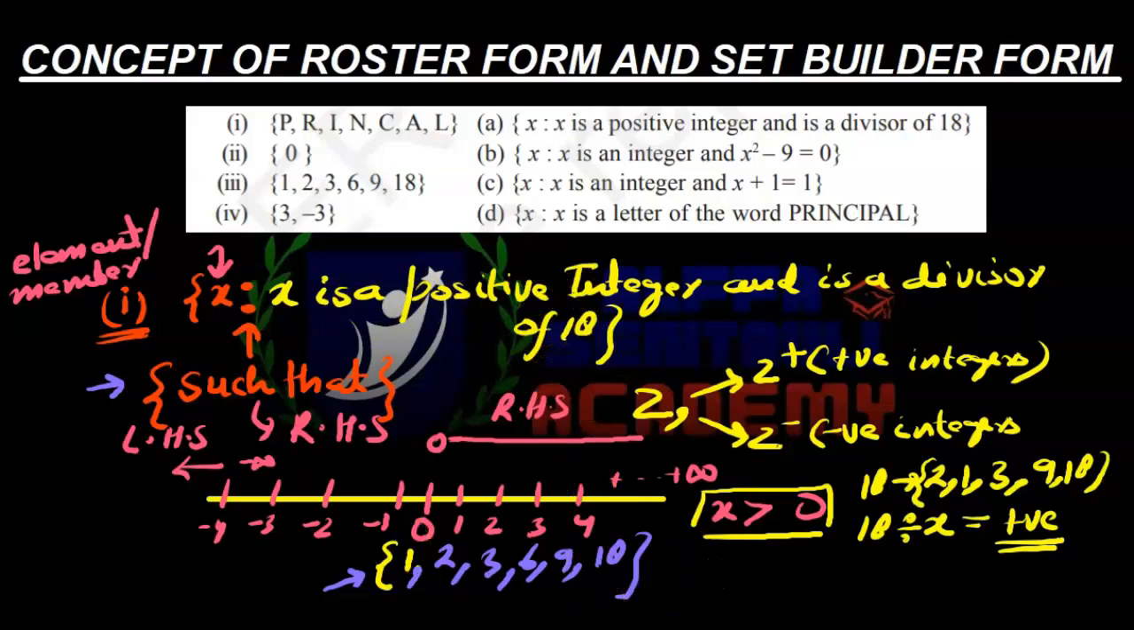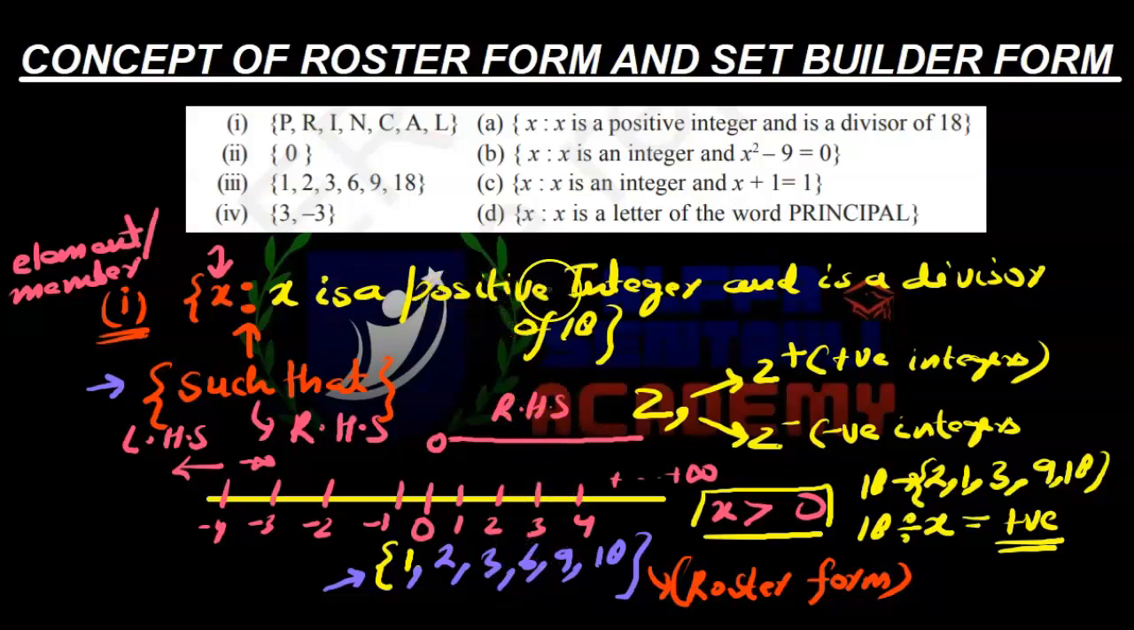And what is the solution itself? This form of solution is known as roster form. The spelling of roster is R-O-S-T-E-R. This is our roster form. So I guess now you have understood from this example what a roster form is and what a set builder form is. In roster form you will find all the elements in a separate manner.